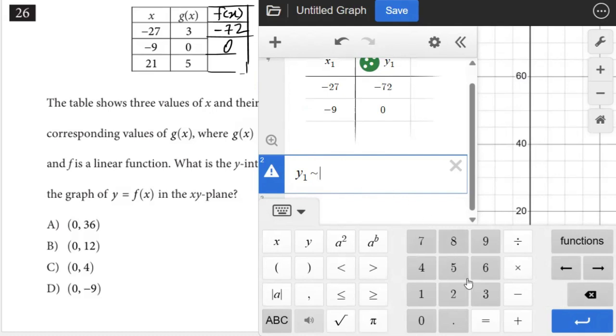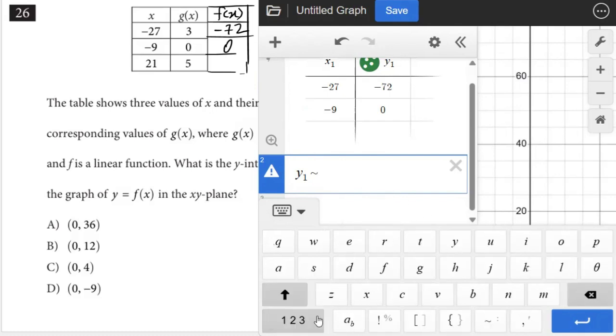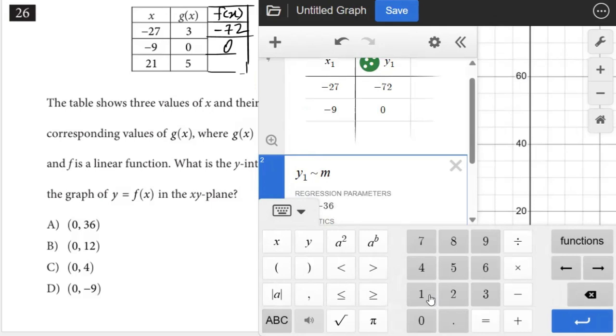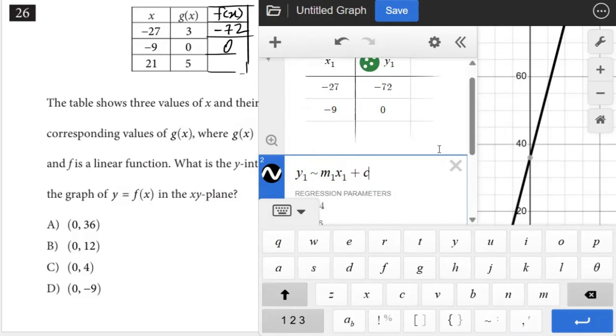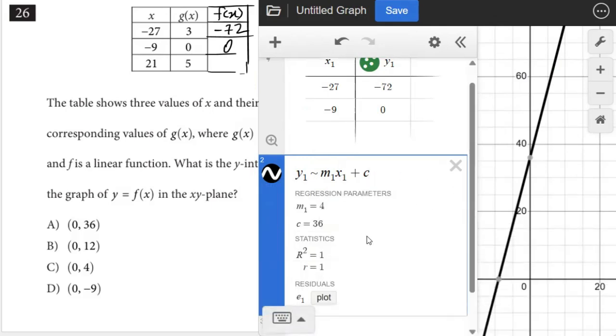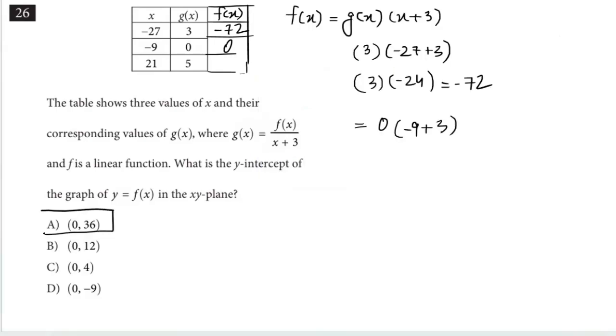Instead of m, I'm going to put the symbol M and 1. Just press M and 1. You might be thinking, how am I getting this Y1 and M1? Because the table shows me X1 and Y1, so I'm putting these. Put not X, but X1, and put a plus and the alphabet C. So this is how you can get equations of a straight line. I know that M1 is 4, the gradient is 4, and C is 36. So my y-intercept is 36, so A is the correct answer.